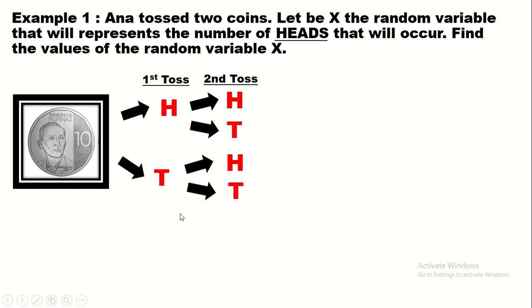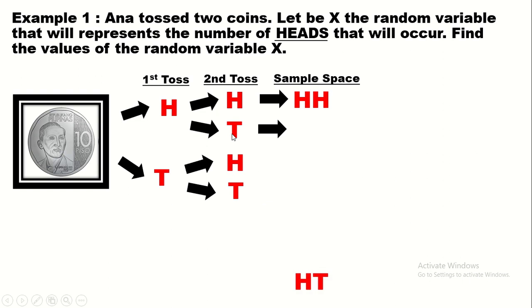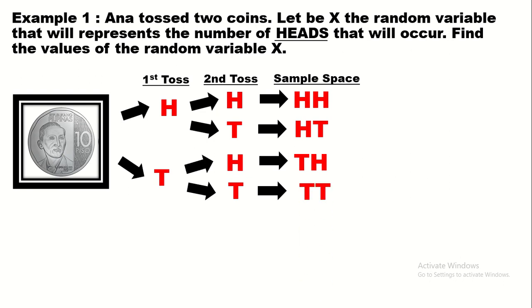After tossing those coins, kailangan makuha natin ang sample space. Okay, paano nga ba isusulat? So, sa first toss, meron tayong head. Sa second toss, meron din tayong head. So, we have head and head. And then head and tail, we have head, tail. And then tail and head, we have tail, head. And then tail and tail, we have tail, tail.